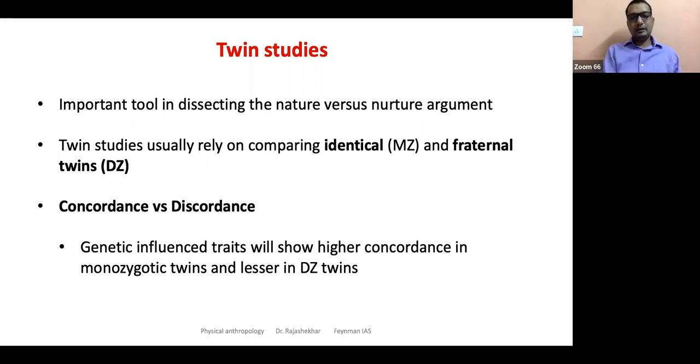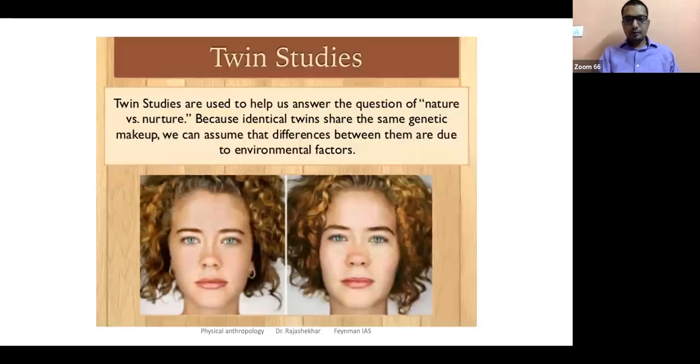In these studies, we use both monozygotic and dizygotic twins in comparison with each other. If you see in the image, identical twins, as I was telling you, look identical because of their same genetic makeup. They share the same genes. Let's say if identical twins show some differences, what does that mean?